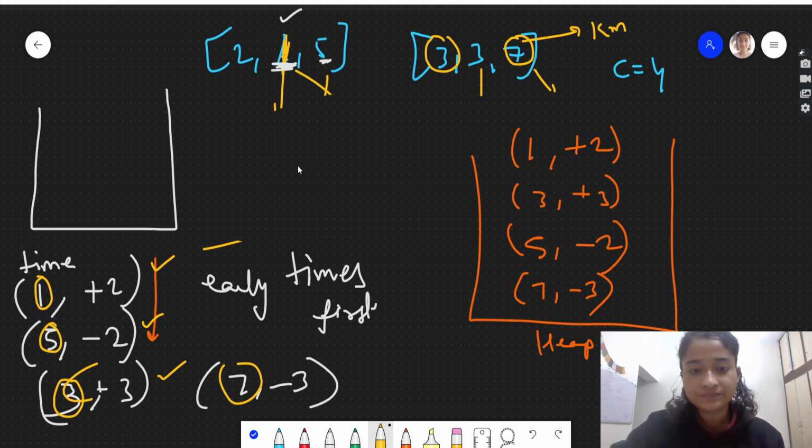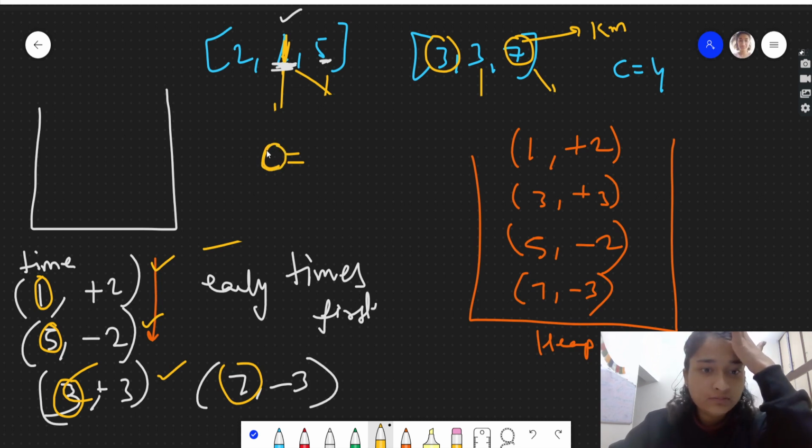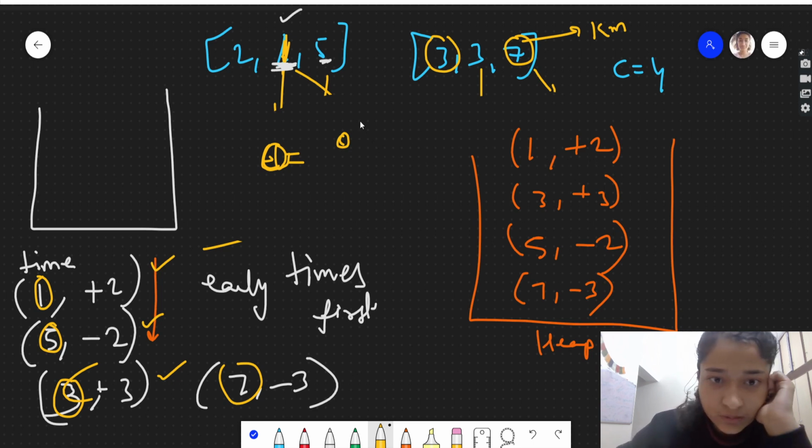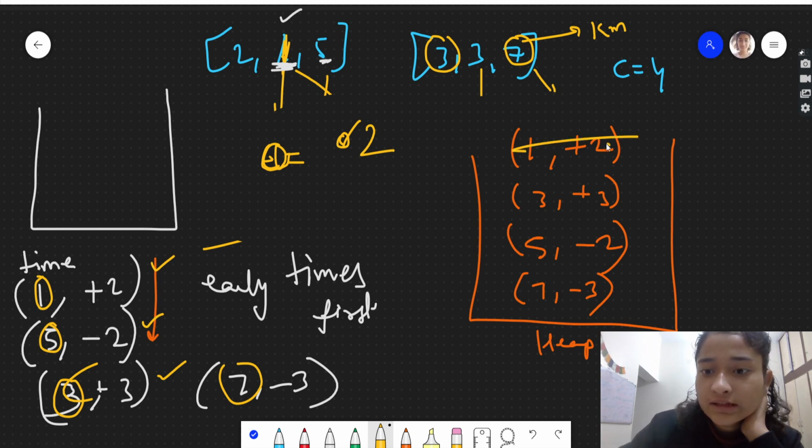So let's take a variable, onboarding, and initially it's 0. This will tell us how many passengers are there in the car. Initially we'll be adding 2 passengers, so this becomes 2, and this gets eliminated. Then we will get this value, which is the minimum, the closest distance, so this will be at the top of the min heap.